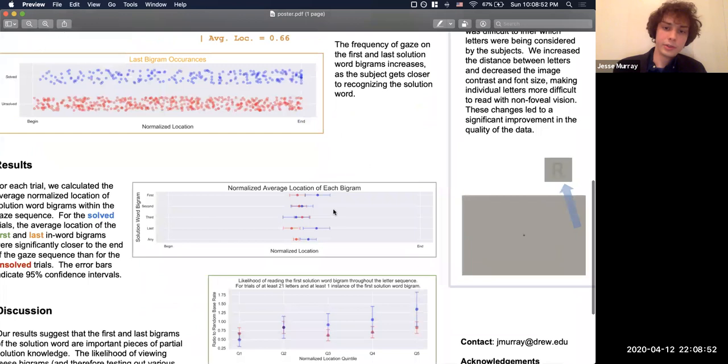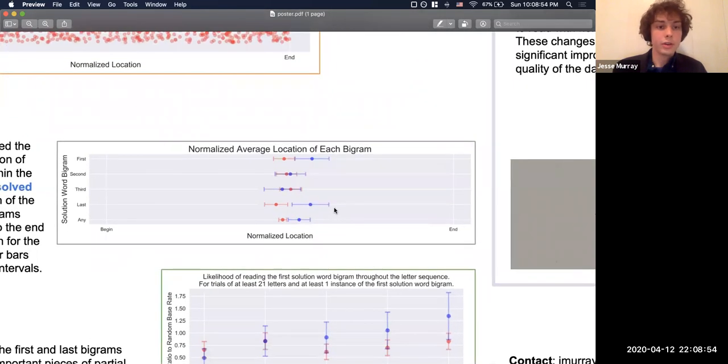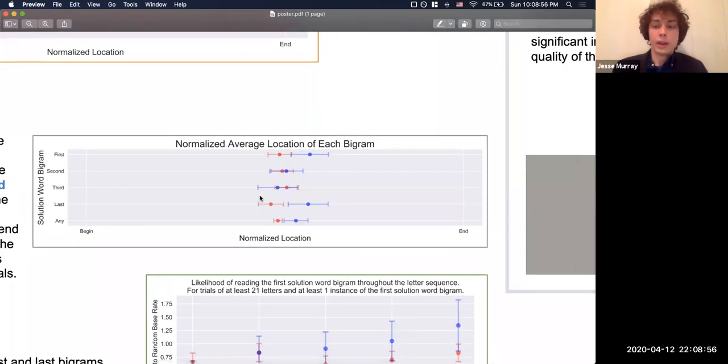And so here you can see the location of the bigrams in the solution word. For solved trials in blue, they tend to be located towards the end of the first bigram, also with the last bigram, but not with the second and third. So the second and third middle bigrams don't seem to provide much information about the solution word.